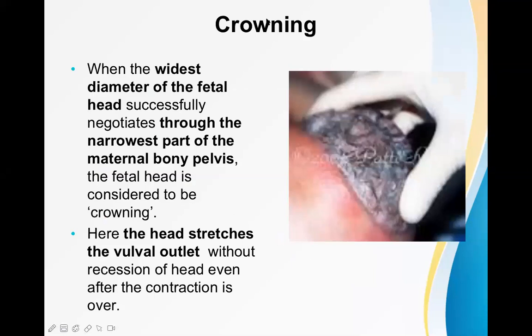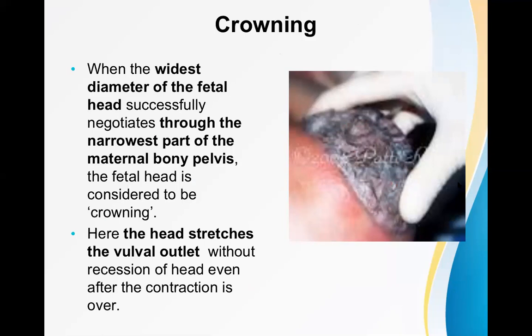Let's move on. Now we have reached another important step, which is called crowning. Look at this picture first. This is called crowning. See here, the presenting part is visible from outside, meaning from the birth canal it is visually visible, and when the contraction is over, it doesn't go back. This is a very important point in crowning.